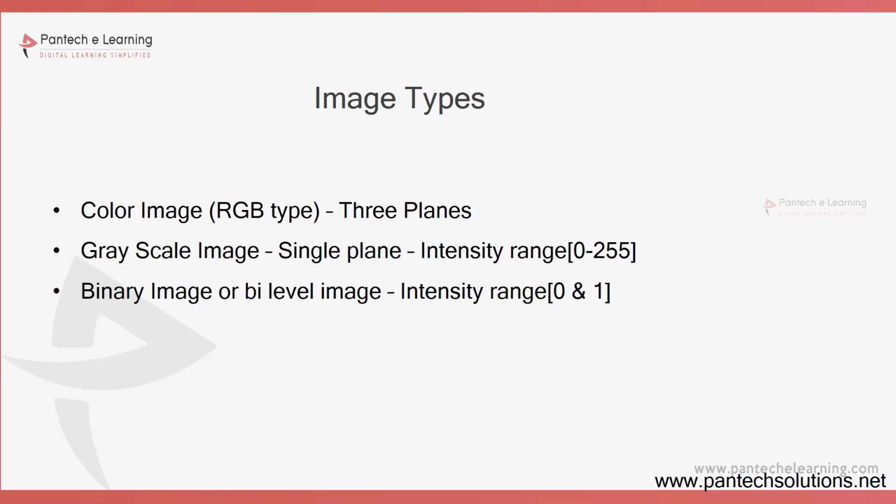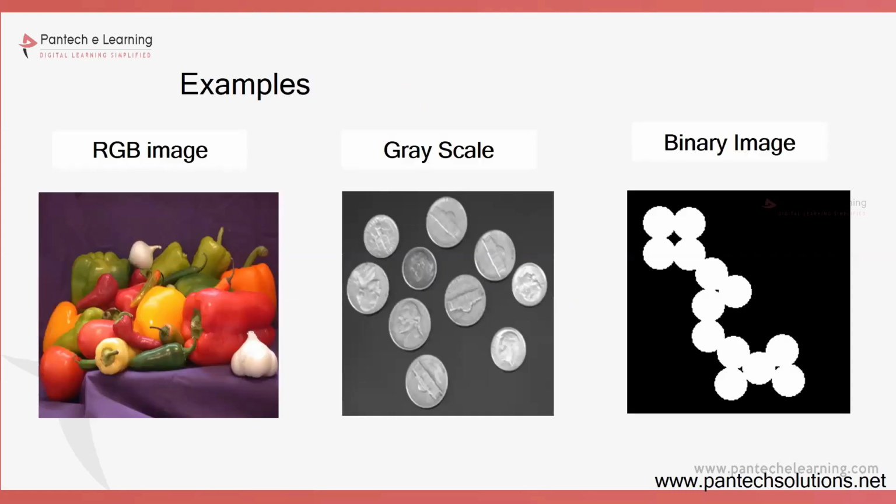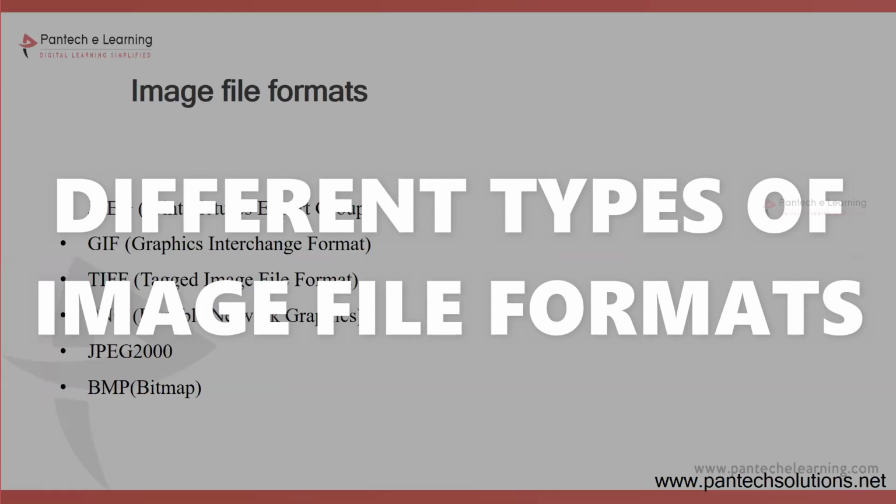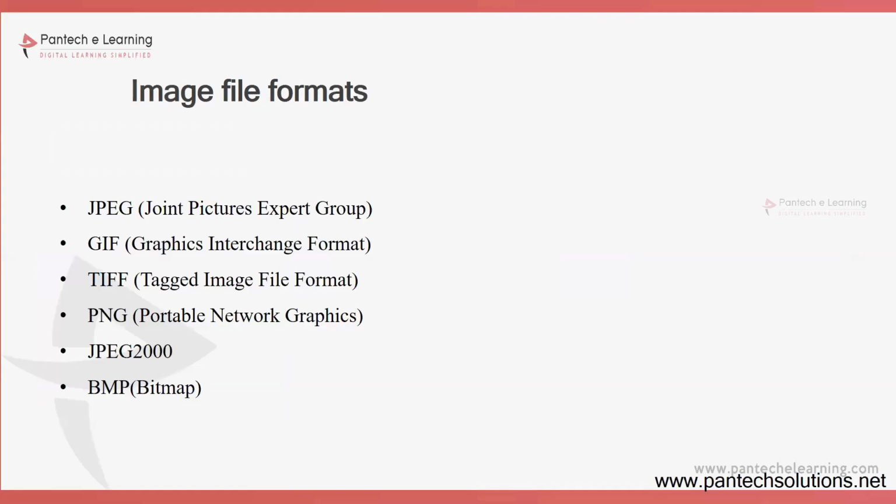The same thing, if you go with a binary image, has only two options, 0 and 1. The combination of 0 and 1 is a sort of mapping, which is mostly used for segmentation or conversion purposes, and that segmentation is called binary segmentation. So these are the examples of the three types of image: color, grayscale, and binary. What are the different file formats available for images? JPEG, GIF, TIFF, PNG, JPEG 2000.